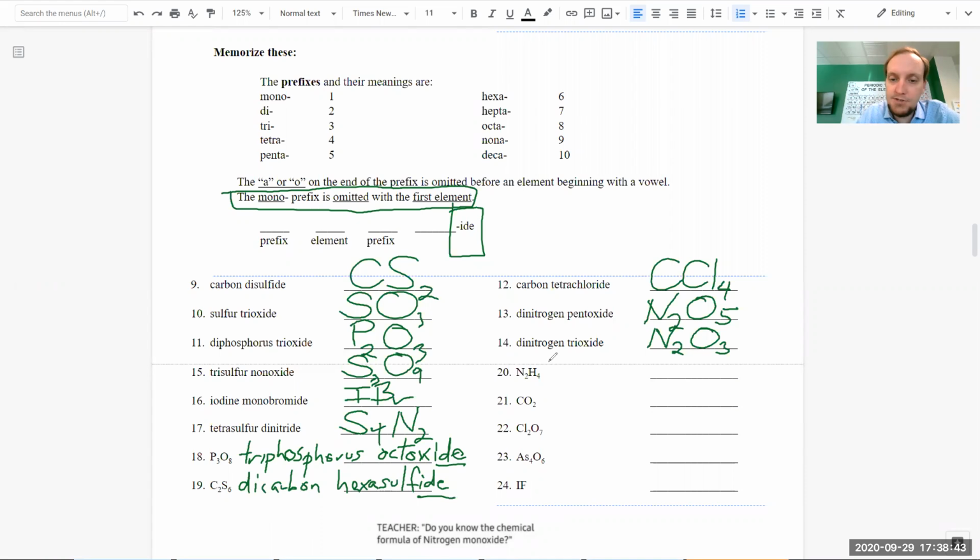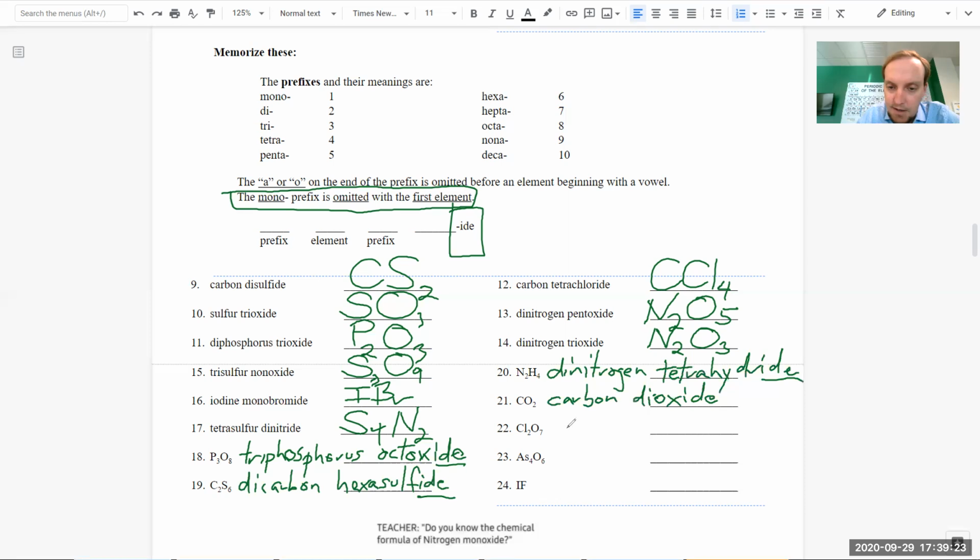Number 20, N2H4, that would be dinitrogen tetrahydride. Remember, hydrogen is a nonmetal. Hydrogen becomes hydride. CO2, oh, this is going to be easy. You guys already know this. It's carbon dioxide. Carbon dioxide, you guys know that. Again, it's not monocarbon dioxide, it's just carbon dioxide.